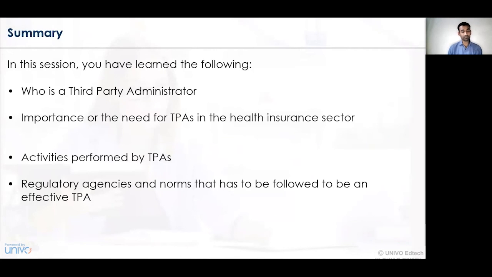Now let's summarize what we have learned at this particular stage. In this session, we have learned who a third-party administrator is, what the importance or need of a third-party administrator is, and what the various activities are that they perform in the healthcare services or health insurance sector. And lastly, we have also dealt with the various regulatory agencies and norms that one has to follow to be a good and effective third-party administrator.